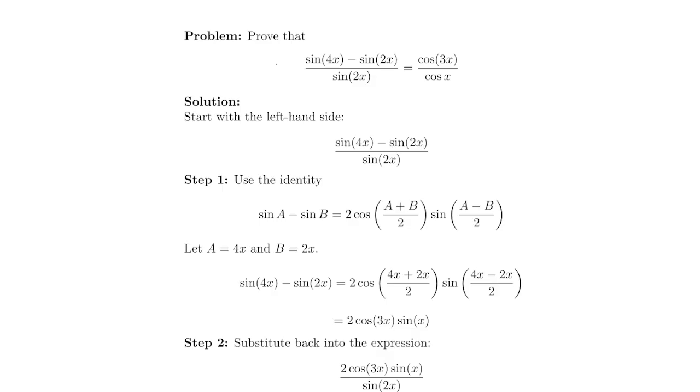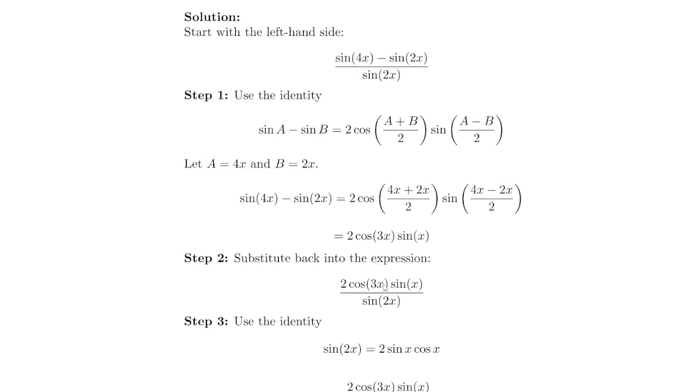So sine of 4x minus sine of 2x is 2 cosine of (4x plus 2x) all over 2 times sine of (4x minus 2x) all over 2. Simplifying that, we get 2 cosine 3x times sine x. Now we can substitute that back in. So instead of (sine 4x minus sine 2x) over sine 2x, we have 2 cosine 3x sine x over sine 2x.